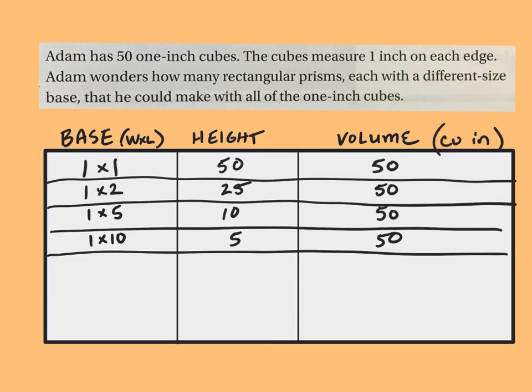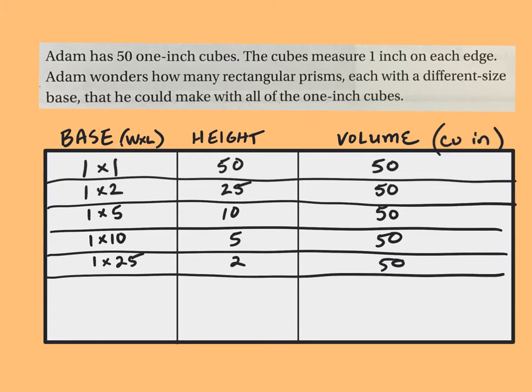Moving right along. Is there anything else that I could multiply 1 by? How about 1 by 25? 25 times 2 is 50. I'm coming up with all kinds of different rectangular prisms. And I could just continue on with this pattern. I could say 1 times 50 times 1 and just keep going. But now there's nothing else that I could multiply by 1.